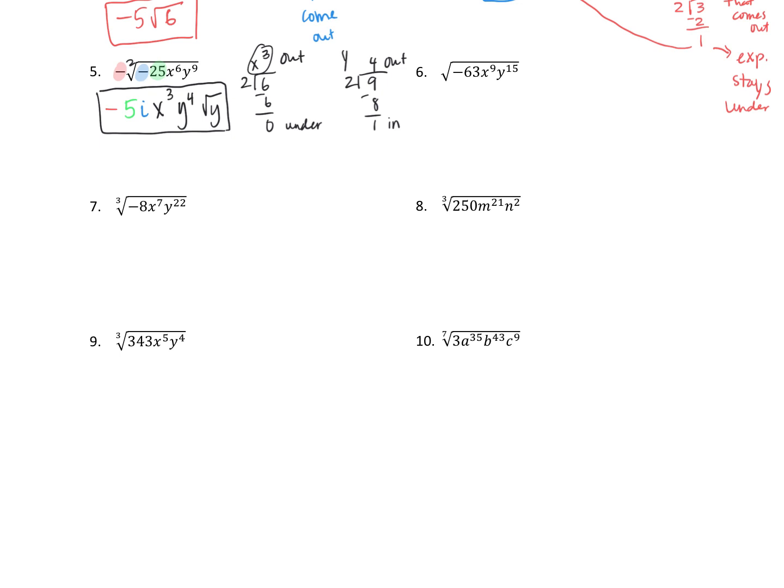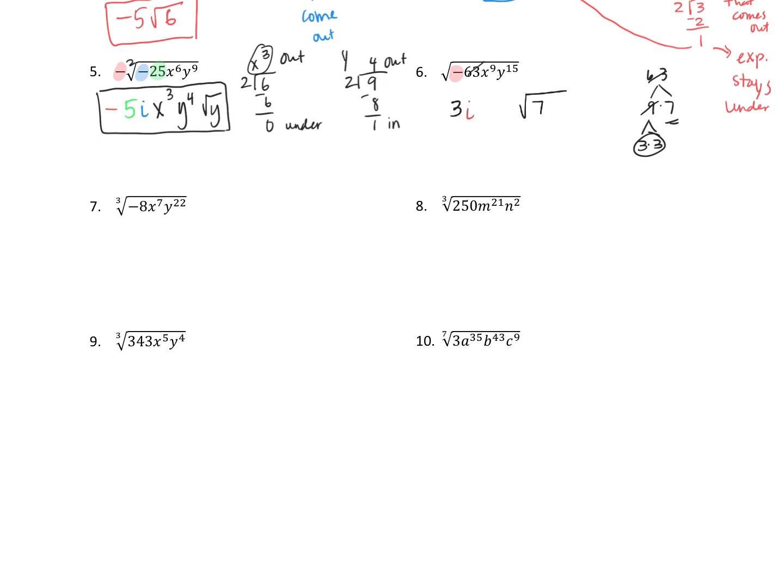All right, let's look at number 6. Again, we've got a negative underneath the radical, so that's going to come out as an i. So don't forget that this is coming out as an i. We've got 63. That's not a perfect square, so I'm going to have to break it down. So this is 9 times 7. 9 is 3 times 3. A pair of 3's, left over 7. So 3 comes out, 7 stays underneath. So I've taken care of the 63.